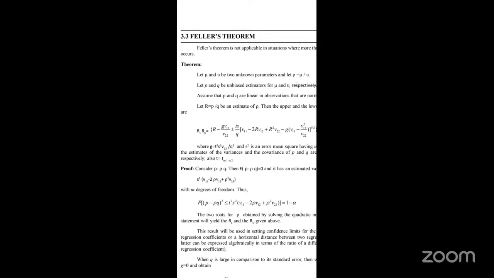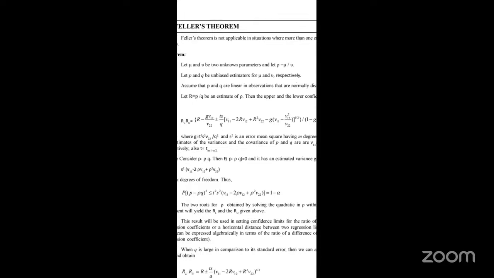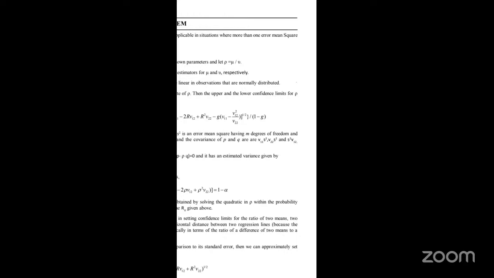Let P and Q be unbiased estimators for mu and v. Assume that P and Q are linear in observations that are normally distributed. If R equals P by Q, an estimate of rho, then the upper and lower confidence limits of rho, R_L and R_U, are R minus g v12 over v22 plus or minus t s by Q times v11 minus 2 R v12 plus R squared v22 minus g into v11 minus v12 squared by v22, whole to the power of 1 by 2.